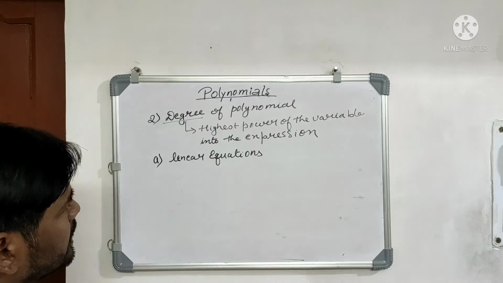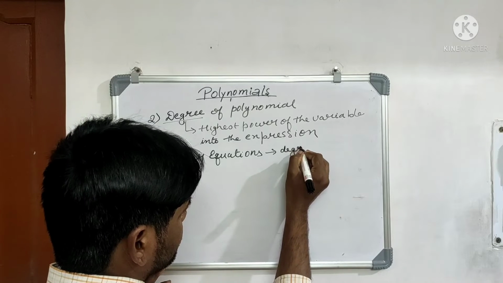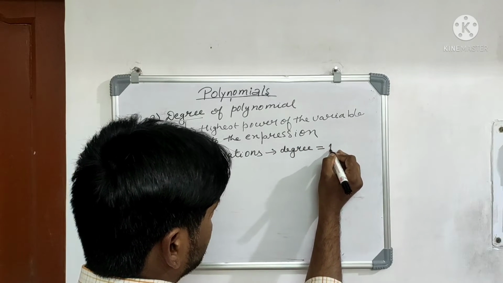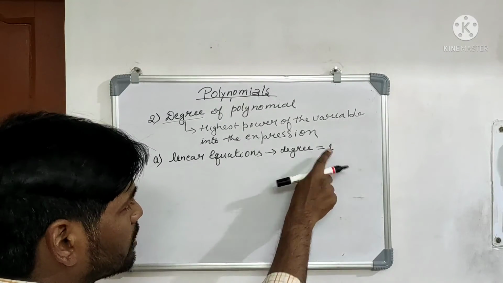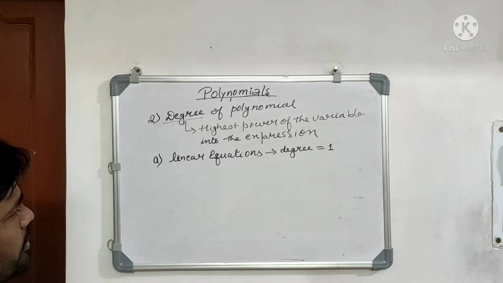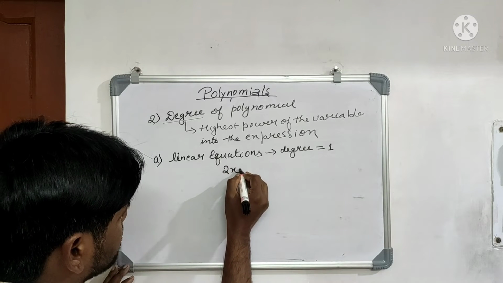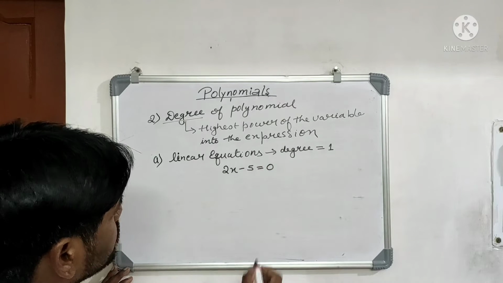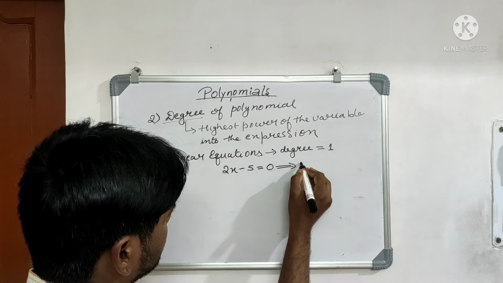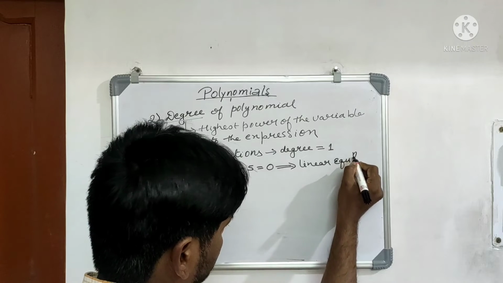Linear equations are those equations which have a degree equal to 1. If any algebraic expression or equation has a degree equal to 1, we can categorize such type of equations as linear equations. Now let us see with an example: 2x minus 5 is equal to 0. Since its degree is 1, it will be termed as a linear equation.